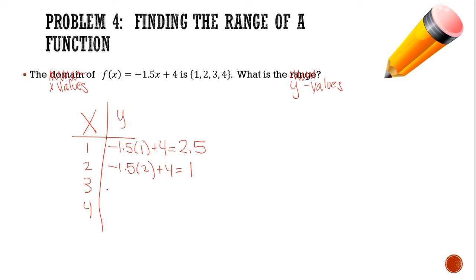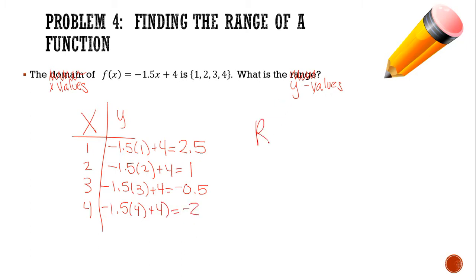Alright, so you should have tried to plug those in. So I got negative 1.5 times 3 plus 4. And you should have gotten negative 0.5 or negative 1/2, which is the same idea. And then if I plug in a 4, you should have gotten a negative 2.